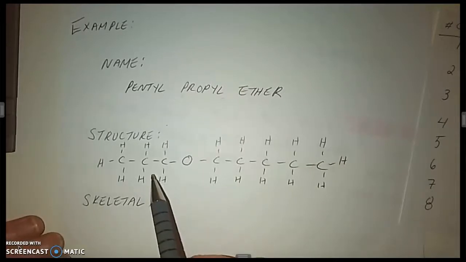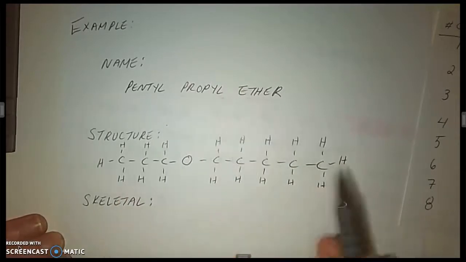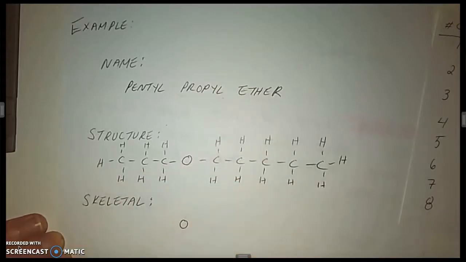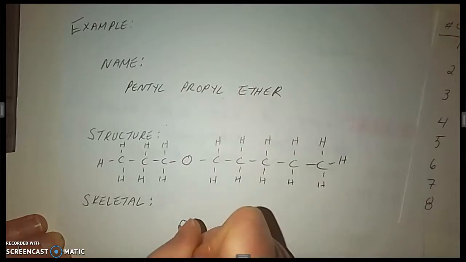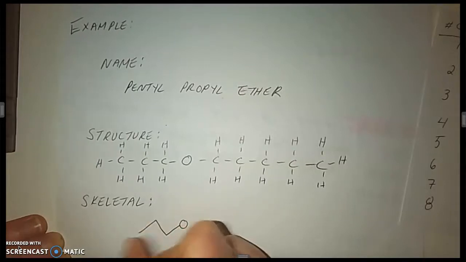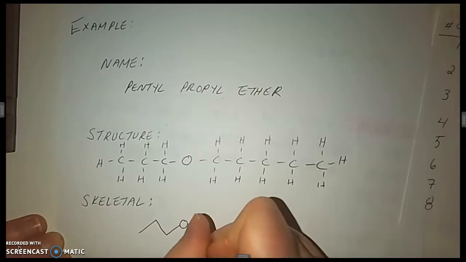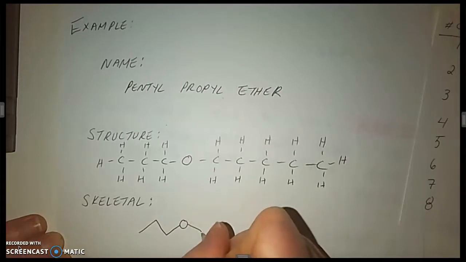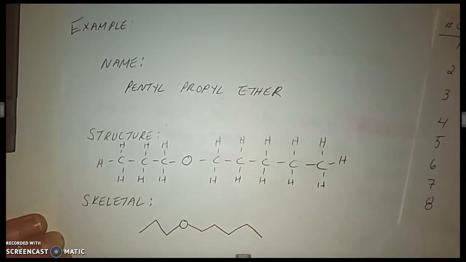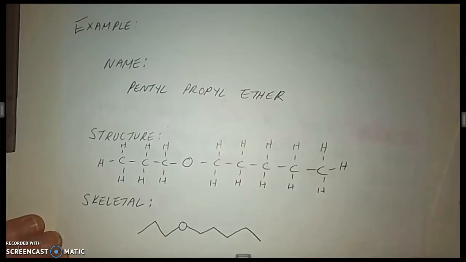Okay, so like that right there. Skeletal structure for pentyl propyl ether. I'm going to follow the same order I did here. So I'm going to start with my oxygen. And then I know I'm going to draw out from the oxygen. So that's 1 carbon right there, 2, 3. So there's my propyl part. And then this is my first carbon on the other side. So 1, 2, 3, 4, 5. Okay, so then there's my pentyl part of my chain. Okay, that was an ether. Pretty straightforward, I hope.